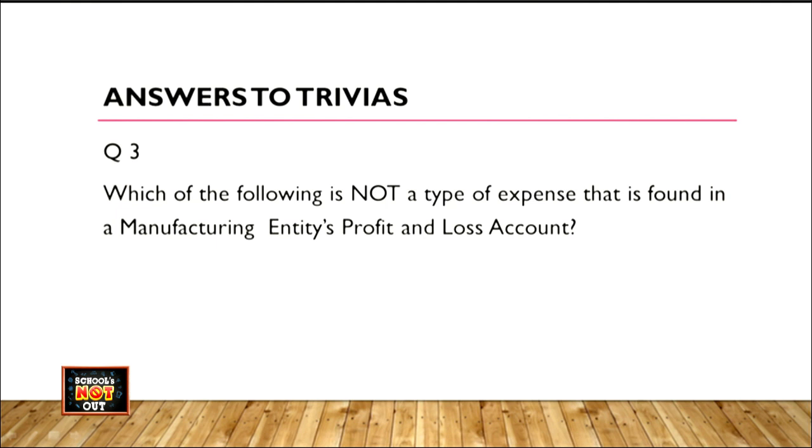Then we had a third trivia. Which of the following is not a type of expense that is found in a manufacturing entity's profit and loss account? Answer: direct expenses. And you would remember from the last class that direct expenses are considered to be a part of our prime cost. Hence, those are taken into consideration in the manufacturing account.